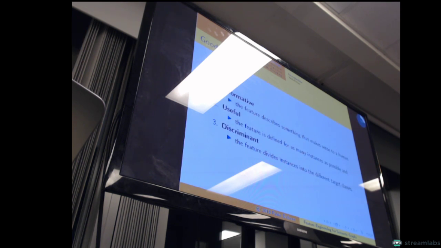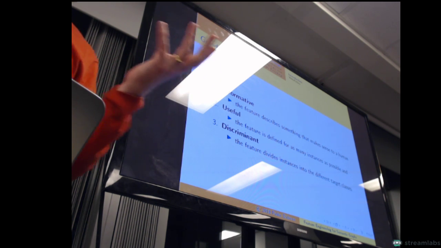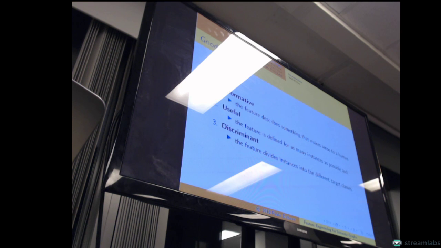So what makes good features? Good features are informative: the feature describes something that makes sense to a human. That's quite important also for doing the error analysis. They are useful, so they are defined for as many instances as possible. And they are discriminant: the feature divides the instances into the different target classes.